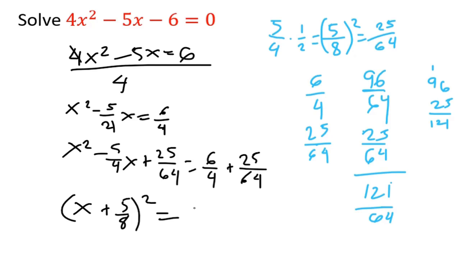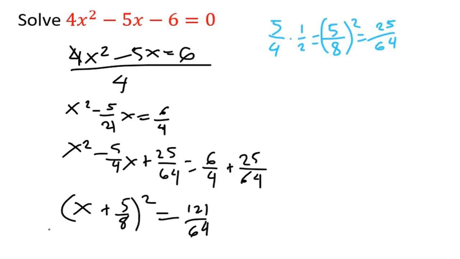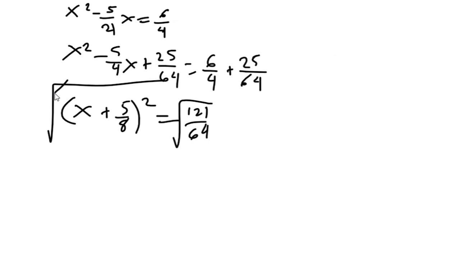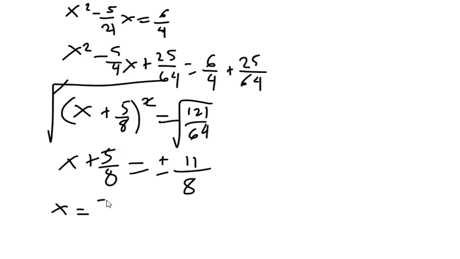The quantity of x plus 5 over 8 raised to 2 is equal to 121 over 64. The next step is kunin natin yung square root nila. Makakacancel lang tong radical sign na to at square na to. So, x plus 5 over 8 equals positive, negative. Square root ng 121 ay 11. Square root ng 64 ay 8. So I have x is equal to 5 over 8 plus minus 11 over 8.